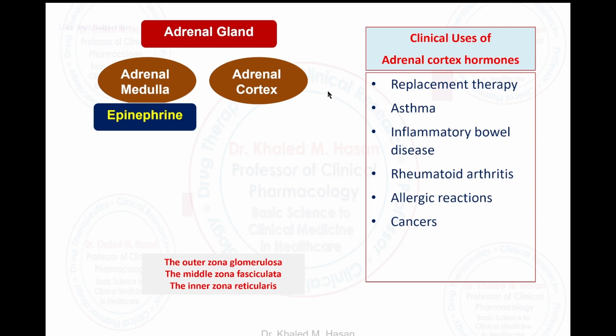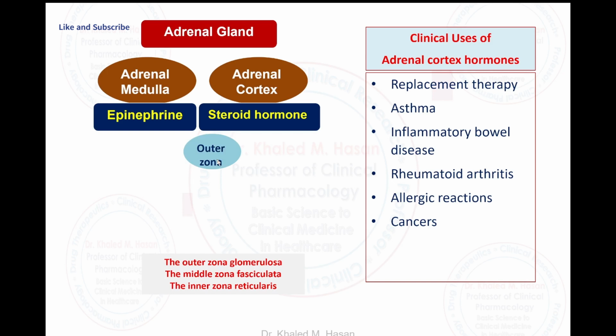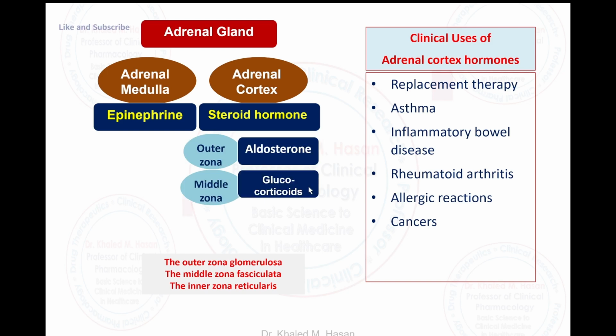The adrenal cortex produces steroid hormones. The outer part is responsible for secretion of aldosterone, and the middle zone is responsible for the glucocorticoid. Then the inner zone is responsible for androgen secretion. So as you can see here, we have three main hormones produced from the adrenal cortex. We need to be familiar with these hormones.